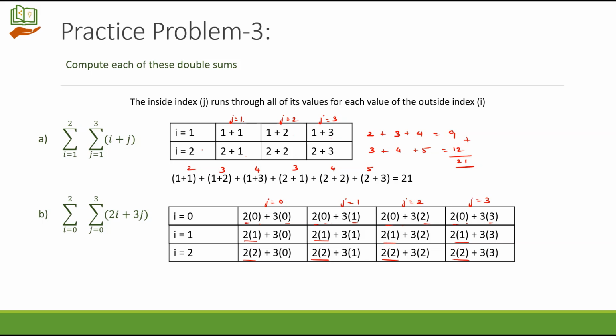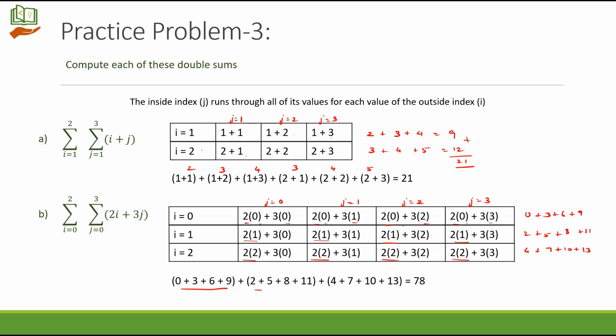0 plus 0 will give you 0. 0 plus 3 will give you 3, 0 plus 6, then 0 plus 9. Here we have 2 plus 0, 2 plus 3 is 5, 2 plus 6 is 8, 2 plus 9 is 11. Here it is 4, 4 plus 3 is 7, then we have 4 plus 6 which is 10, then we have 4 plus 9 which is 13 here. 0 plus 3 plus 6 plus 9 is taken here. 2 plus 5 plus 8 plus 11 is taken here. 4 plus 7 plus 10 plus 13 is taken here.